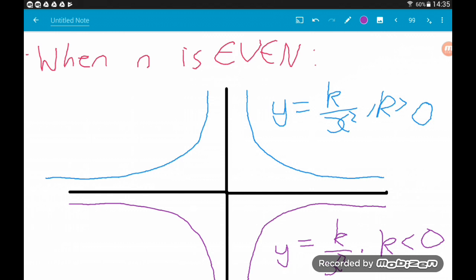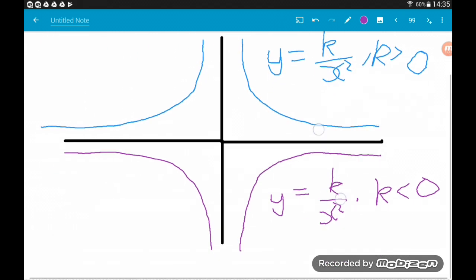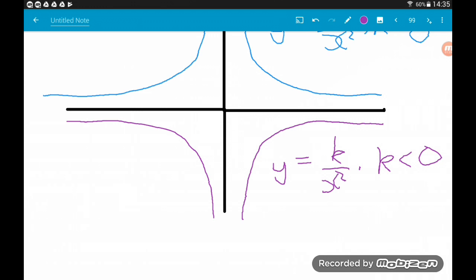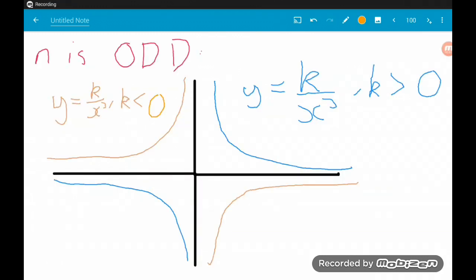Now, when k is positive, they are above the x-axis. So for example, we have y equals k over x squared. So that's the blue graph here, when k is greater than 0, so when k is positive. Or if k is negative, we would get this purple graph down here, where we are on opposite sides of the y-axis, and we're symmetrical, and we are also below the x-axis.